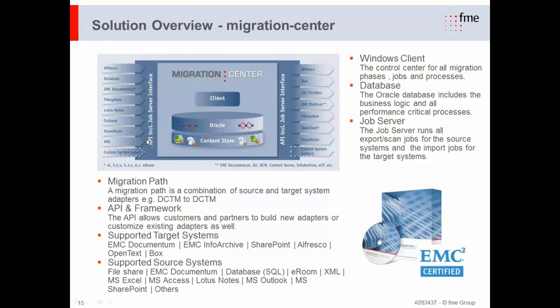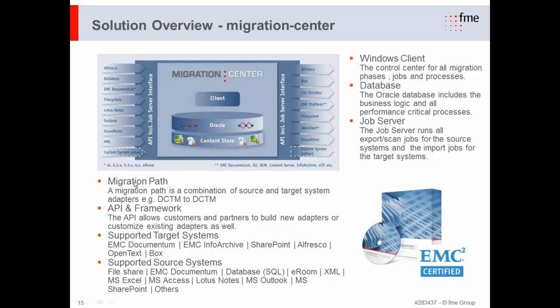On source side, it connects to the source system to extract all relevant information and documents. And then on target side, it connects to the target system to import all the transformed documents to the new environment. There can be multiple instances of this job server setup in the network to spread out the load and to allow for high performance throughput.